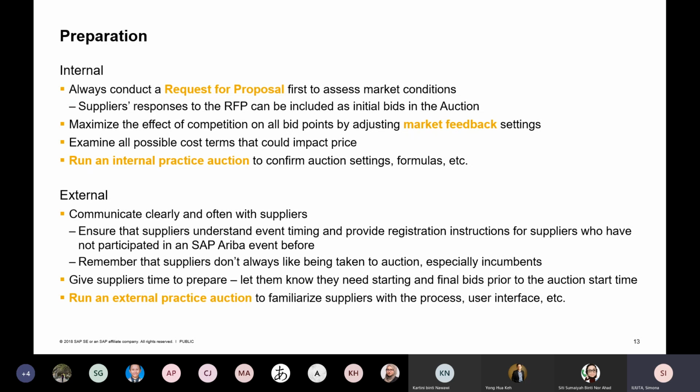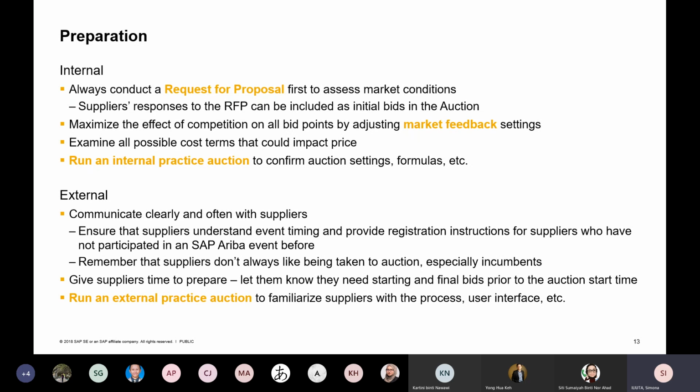And of course, if it's strategic sourcing, for global contracts and for strategic contracts, we need you to assess the supplier quality so that we are able to examine and take into consideration any cost terms that could impact the price.